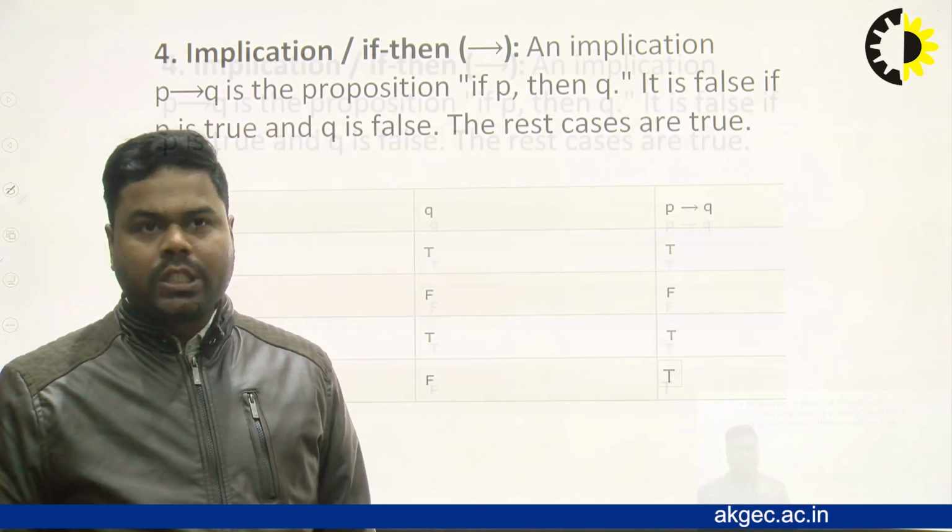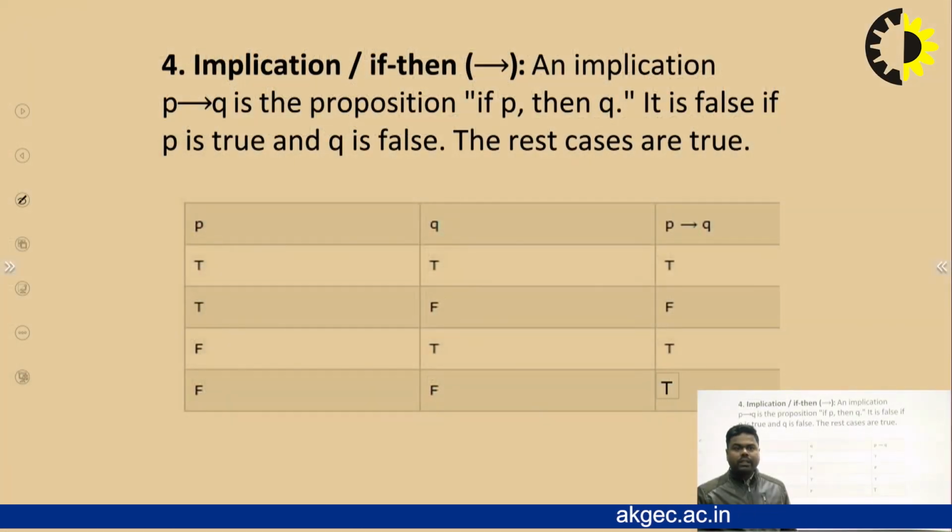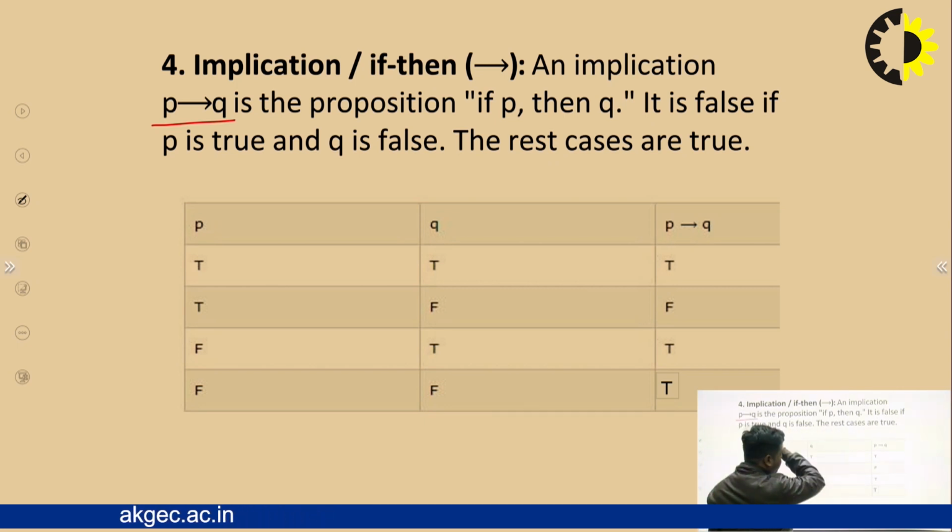Now the implication, which we can say is the conditional sign. The implication, P conditional Q, is the proposition: if P then Q. It is false.